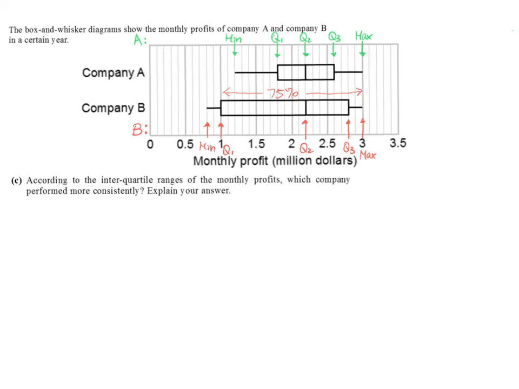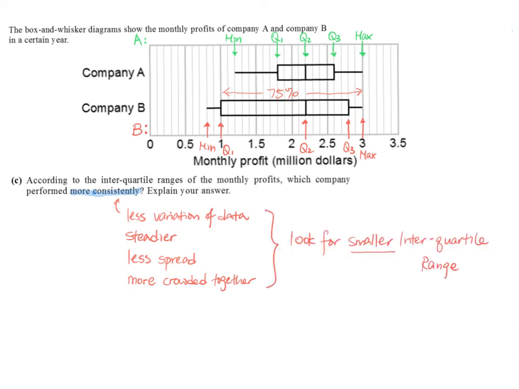So on the last part, according to the interquartile range, which company has performed more consistently? Now, consistently implies that the data is less varied, the data is steadier, has a smaller spread, and the data points are more crowded together. In other words, we're looking for the smaller interquartile range because 50% of data falls between Q1 and Q3. And so the smaller the interquartile range is, the more packed, the more jammed the data is.